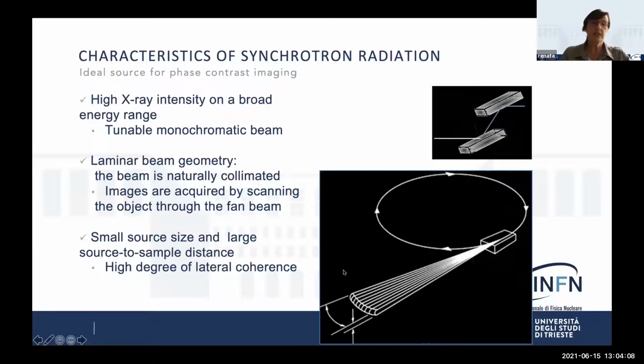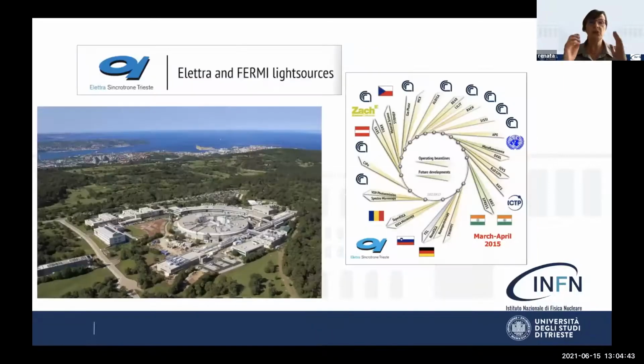The distance between source and sample is of the order of 20, 30 meters. So even if the dimension of the source is comparable with the source of an X-ray tube, the distance between sample and source is so large that we have a very high degree of lateral coherence, and a very high degree of temporal coherence due to the monochromatic beam. Well, this is the synchrotron radiation, and when you think of a synchrotron radiation facility, you have to think of a number of different laboratories, one close to the other.